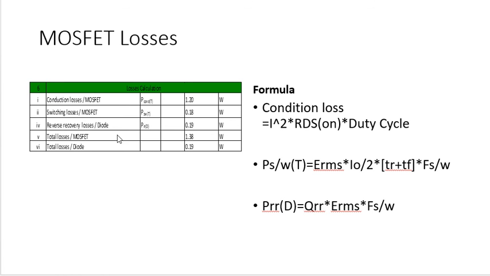I have shown a screenshot of conduction loss of a particular MOSFET which I have calculated. Here you can see the conduction loss is 1.2 watt, switching loss is just 0.18 watt, and reverse recovery loss, which was the loss of the diode, is just 0.19 watt. So if you want, you can ignore these two losses for your hobby projects, and in your professional work you can consider them also. Or you can take some margin for these losses.